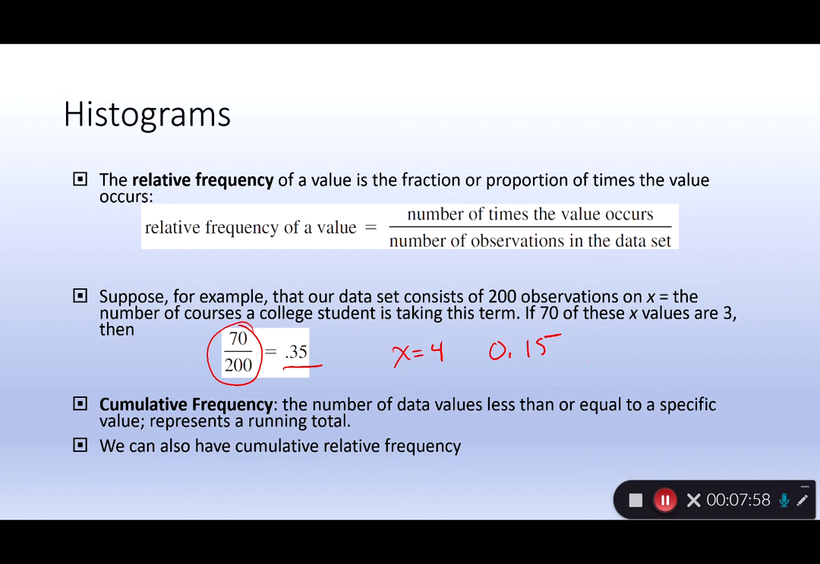So the cumulative frequency in this example would be 0.5, because it would take the relative frequency of 3 classes and add, right? And then when we get to 4 classes, we would simply add the 0.15. We won't talk about that a whole lot, but it could come up here and there.